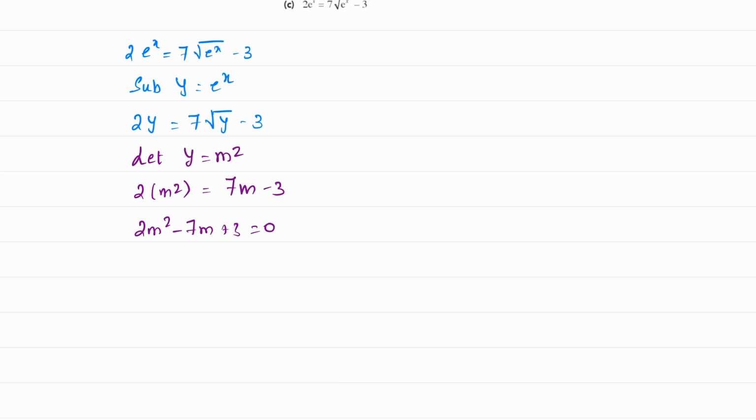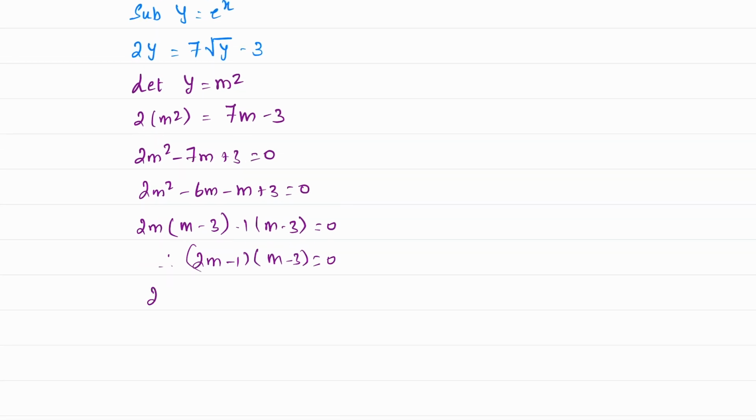Now this is a neat quadratic equation, and we can solve this by splitting the middle term. So how can we split this? 2m square minus 6m minus m plus 3 equals 0. So minus 6 minus 1 will give you minus 7, and minus 6 into minus 1 will give plus 6, which is 3 times 2. So this is neatly set up now, and we can take 2m outside. 2m times m minus 3, minus 1 times m minus 3 equals 0. Therefore 2m minus 1 times m minus 3 equals 0.